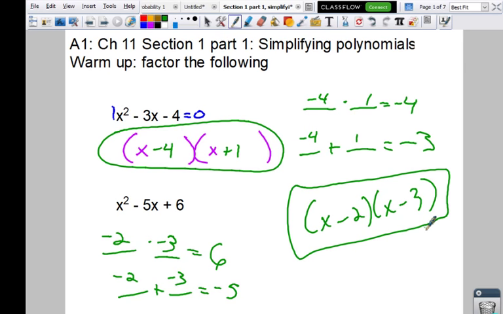Okay, it doesn't matter which order that was. If you did minus 3 first and then minus 2, that's fine.